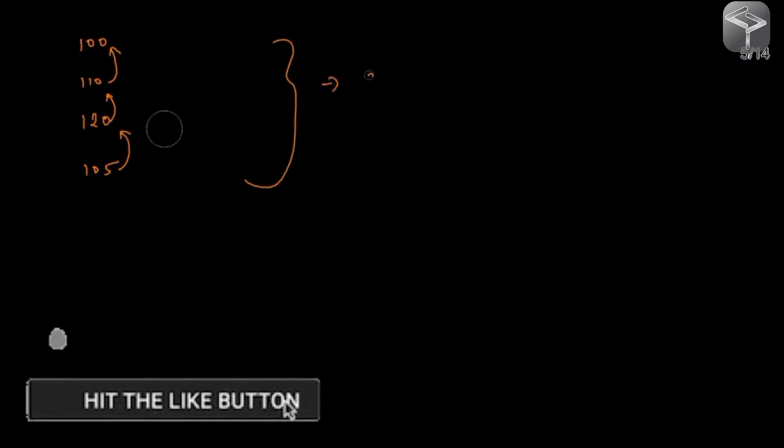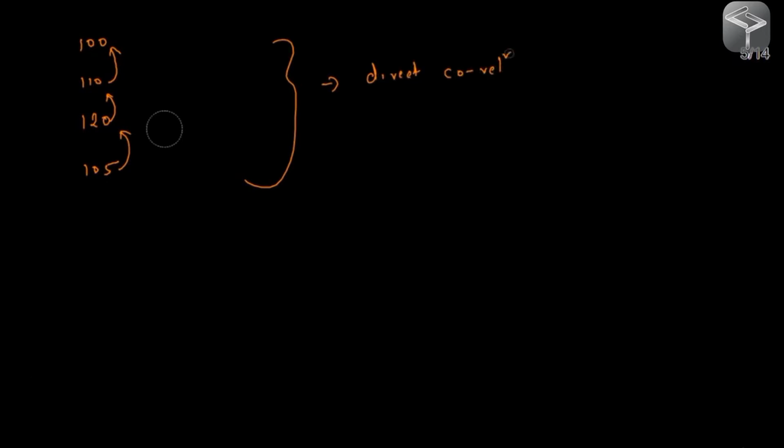Let's say this is my data set, and the correlation we studied in the last session, this type of correlation we have already studied, and this is my direct correlation, because you will observe over here the values are directly correlated to each other.